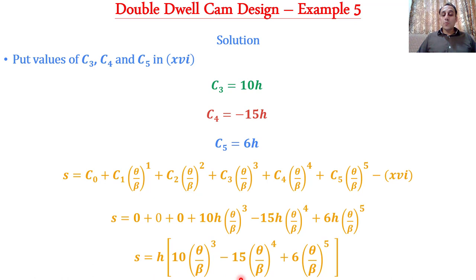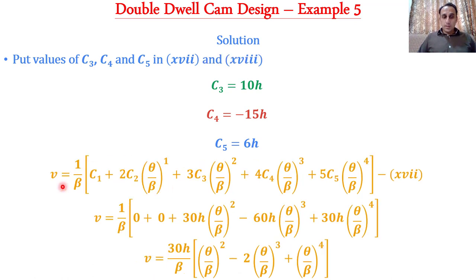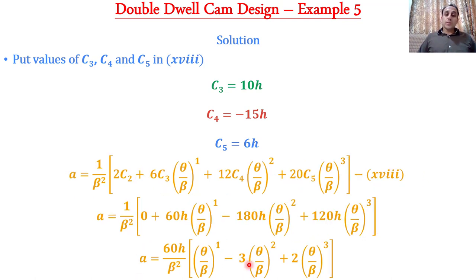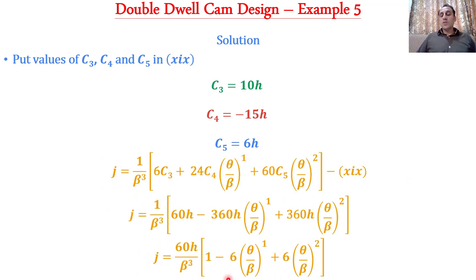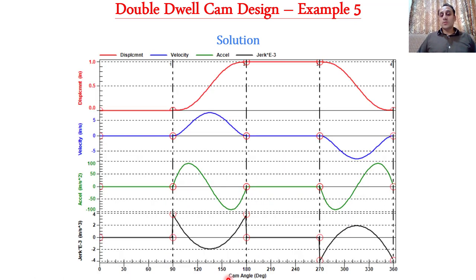We will do the same with the velocity function. This is the velocity function. We will put the values of C1, C2, C3, C4 and C5 in this one and we will get the velocity function with all the knowns. We will do the same with the acceleration function and we will do the same with the jerk function. So now we have the SVAJ functions available and with the help of those functions we can build this SVAJ diagram. So now let's analyze this SVAJ diagram.